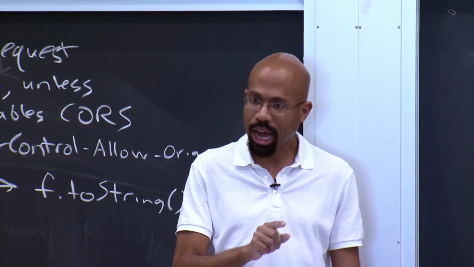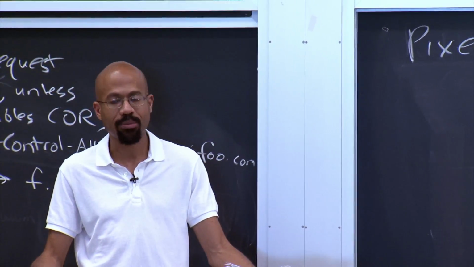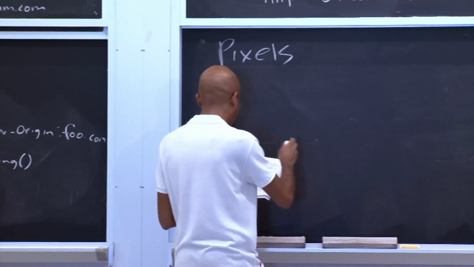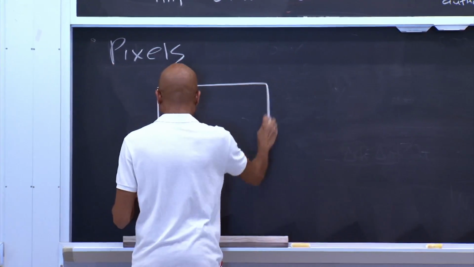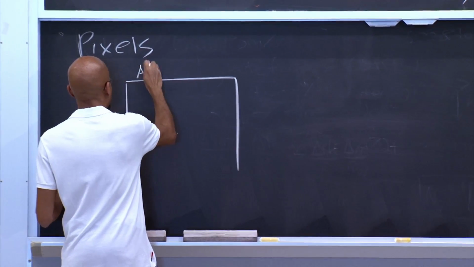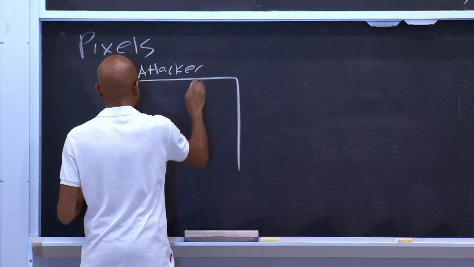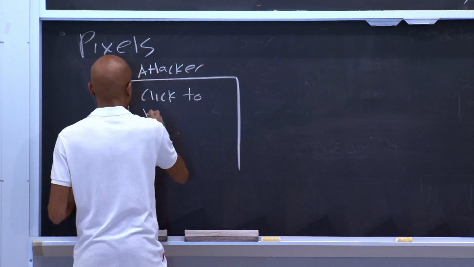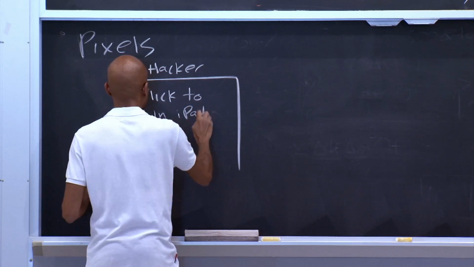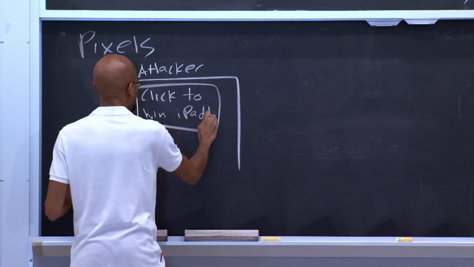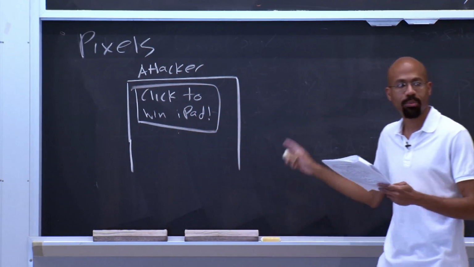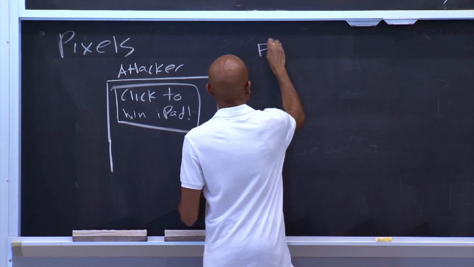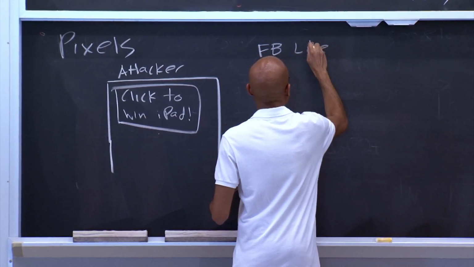This is actually a problem because it means that a parent frame can draw atop its child frame. So this can lead to some very insidious attacks. Let's say that the attacker creates some page, and inside of that page, the attacker says, click to win the iPad, the very standard thing. So this is the parent frame. Now, what the parent frame can do is create a child frame that is actually the Facebook like button frame.